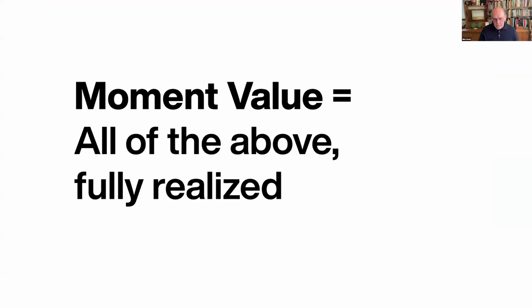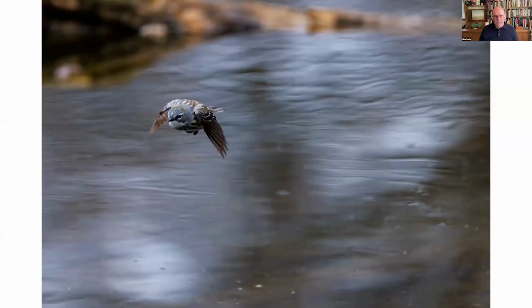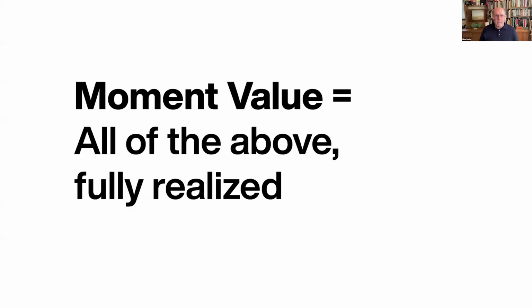Again, moment value is all of the things that I've talked about coming to fruition in the frame. So for me to be able to say that's a yellow-rumped warbler, to know that spot, to know exactly when they were passing through, and then having the right lens, the right gear, the right aperture, the right reading of the light, the right seeing of the color, all of that stuff is what gives that photograph a sense of moment value.